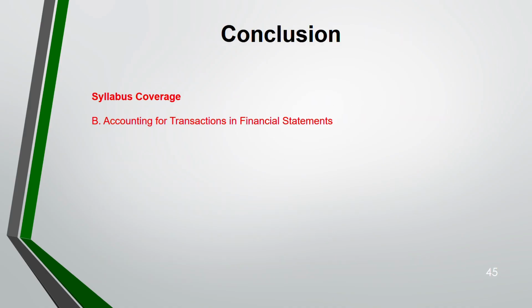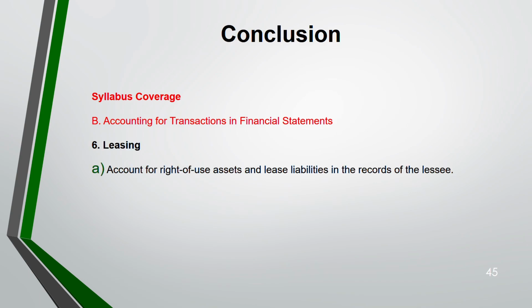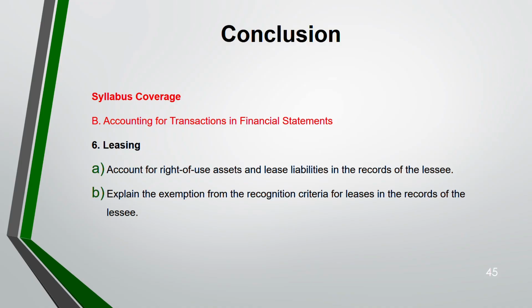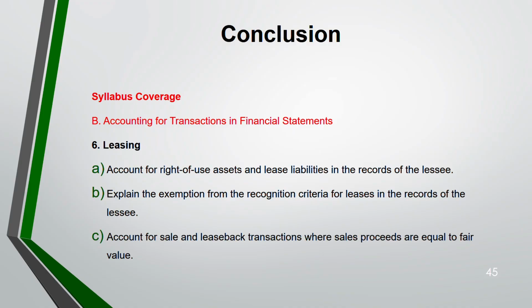Now, this is part B of your syllabus, leasing. So here we have accounted the right of use assets and lease liability for the lessee. We have explained the exemption from recognition criteria, that means the simplified accounting, and accounted for sale and leaseback.